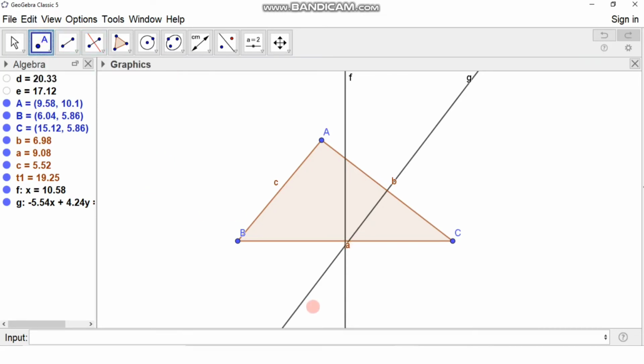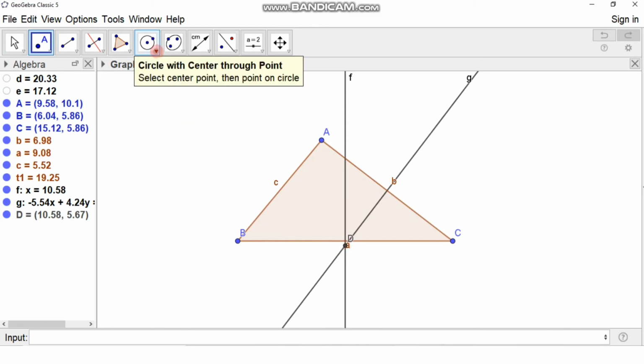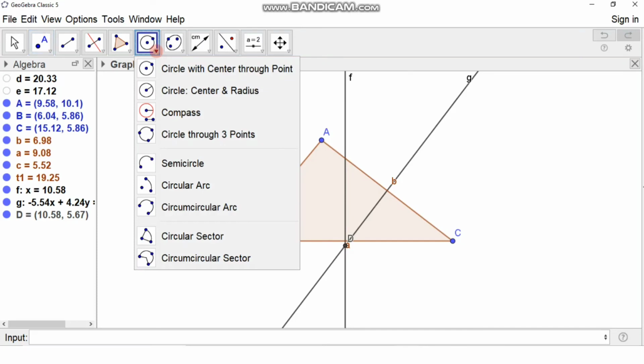So let us fix that point firstly. So let us have this point of intersection. Now by using this point of intersection as a center, we have to draw a circle. So for that we have here one option, that is a circle with center through point. We have to click on that.